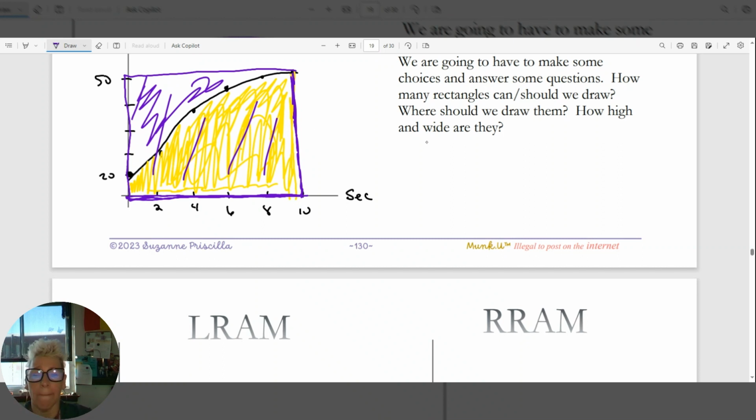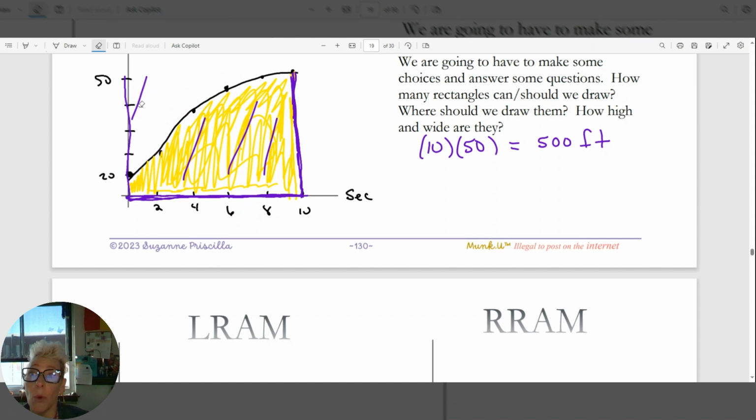But let's just do it anyway. So we have a length of 10 and a height of, this curve goes up to 50. So 10 times 50, we're saying that this car went 500 feet. Clearly, it did not go 500 feet. That's a gross overestimate. So we can certainly say it's gone no more than 500 feet. At the most it's traveled, and we know it's less than, but it's definitely no more than 500 feet.